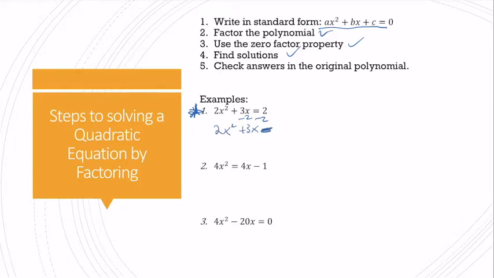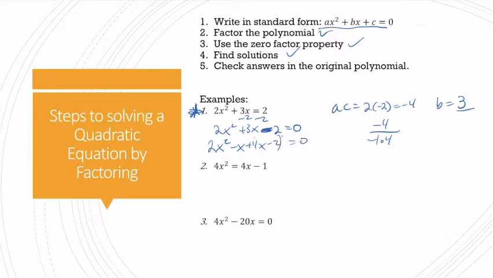minus 2 equals 0. Now I need to find the factors of ac that add up to b. So what are some factors of -4 that add up to 3? How about -1 and 4? I can pull that middle term apart. We're pulling our middle term apart into 2 pieces. So I have 2x squared minus x plus 4x minus 2 equals 0, and then I can factor by grouping.